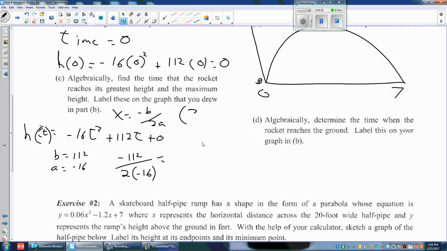So x is 3.5. What did it ask for? Find the time that the rocket reaches its greatest height and the maximum height.